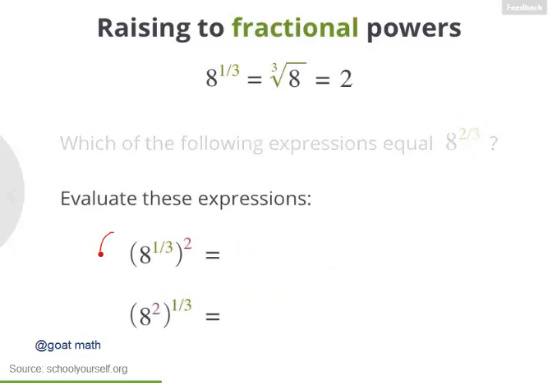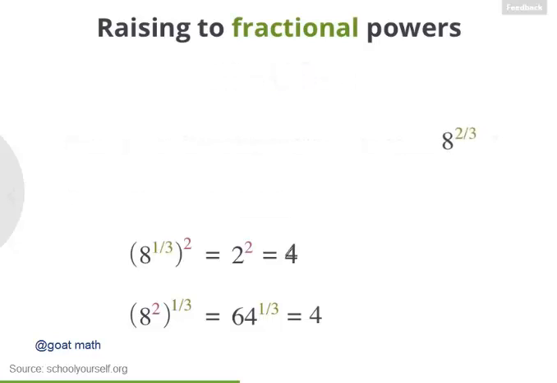So try evaluating these two expressions. What's 8 to the 1/3 then squared? And what's 8 squared then raised to the 1/3? Nicely done. 8 to the 1/3 is 2, so this is 2 squared, or 4. And down here, 8 squared is 64, and 64 to the 1/3 is the cube root of 64, or 4. So great! Both of these expressions give you the same result, just as you'd expect. And that means 8 to the 2/3 equals 4.